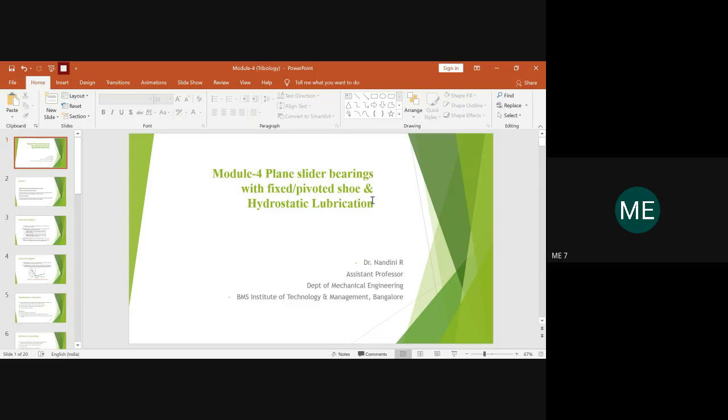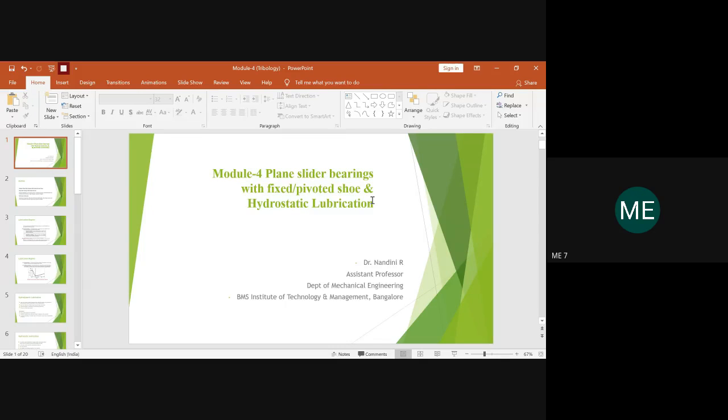But in the 2017 scheme, there is a slight modification and hence the syllabus has also been enhanced, and hence it is taking time for us to complete. So here also you have two parts in module 4. I'll start off with hydrostatic lubrication and then go for plain slider bearings. Why? Because we have completed hydrodynamic lubrication associated with bearings, so it's better to complete hydrostatic and then go for plain slider bearing.